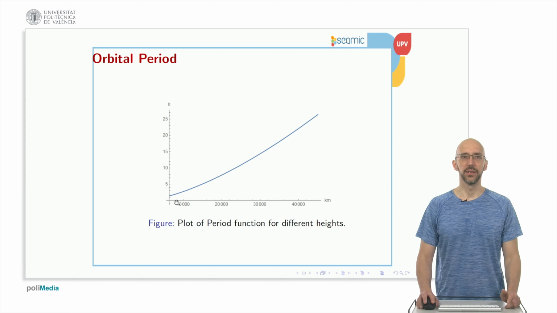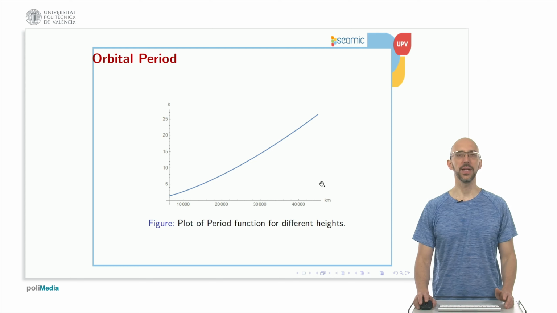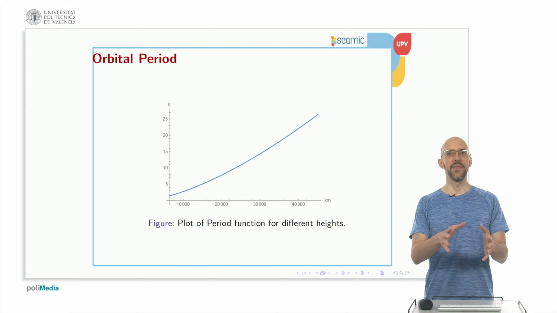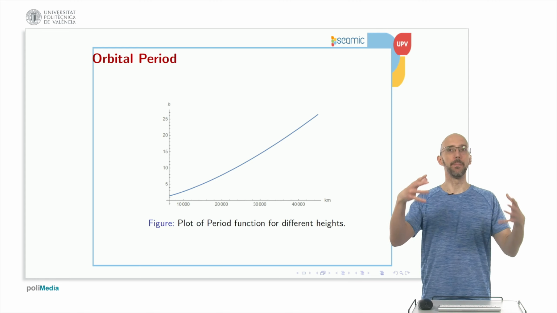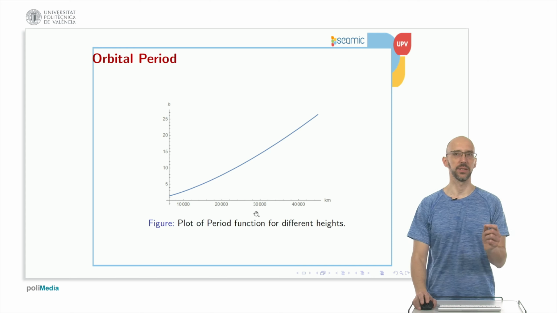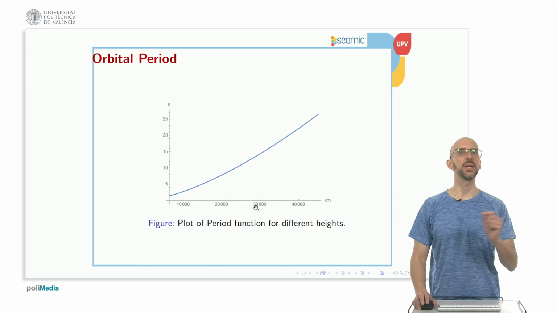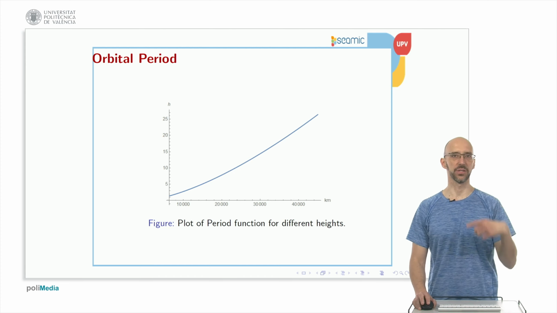And as you can see, the longer the major axis is, the more time it takes to complete a full orbit. Okay? So it's an increasing function. The farther we are from the center, or from the Earth in this case, the more time we need to complete a full orbit. Okay? That is interesting, and it's an idea that we must keep in mind. Always remember, orbital period increases with the major semi-axis.